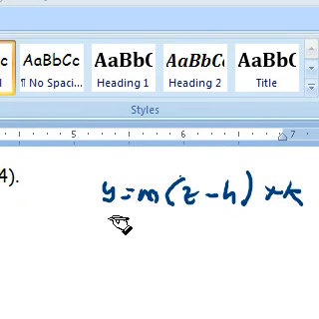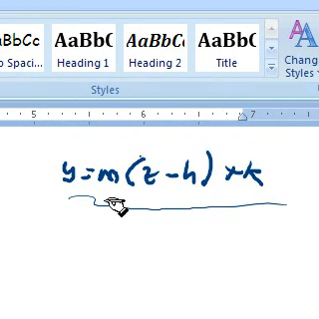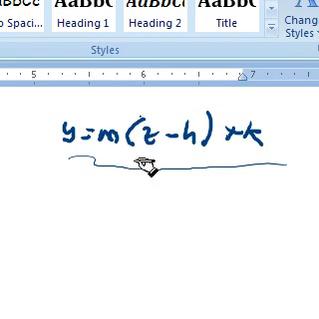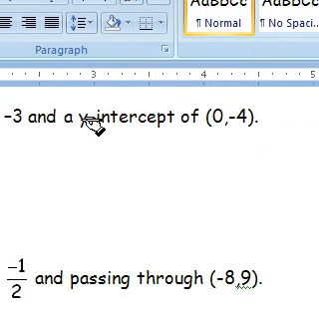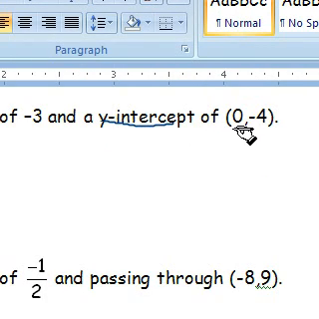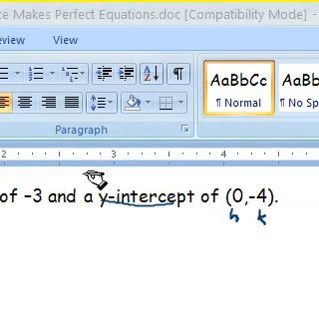And this is what I'm going to use every time for two reasons: we need to practice using this, and it is a foolproof way to always figure out the equation of a line, assuming you can figure out the slope and you're given a point on the line. That point could include the y-intercept, where 0 would be your h and -4 would be your k.